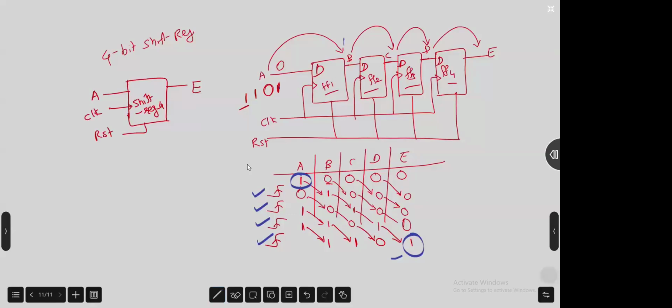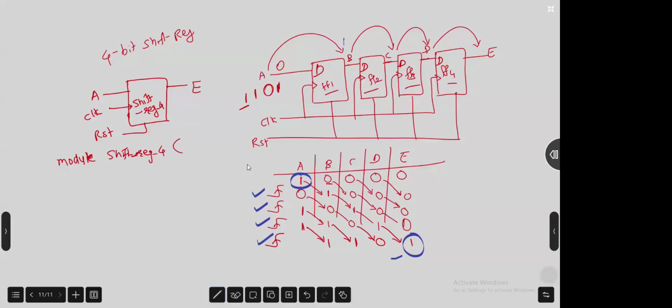So how can we write this program? Let us start with module. What is the module name? Can anyone tell me? Shweta, what is the module name? Atul, what is the module name? Shift underscore register underscore 4.